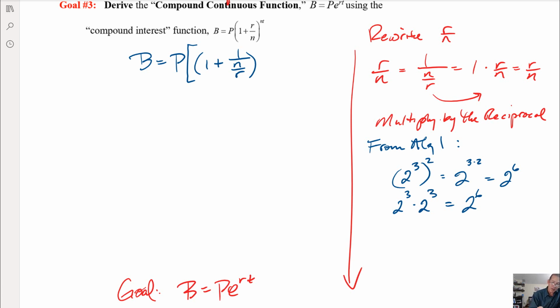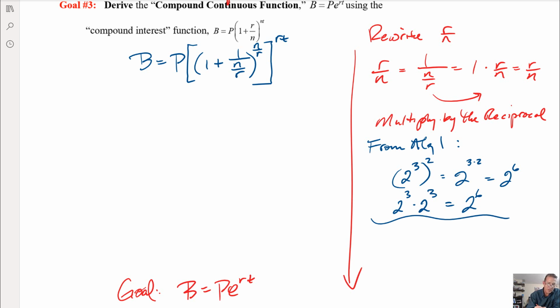So I'm going to do another mathematical trick here. I'm going to raise this to the power of n, not nt, but of n divided by r. All right, and then I'm going to raise it to another power, r times t. Now, why is this all equal to the function above? Okay, so let me prove this to you.